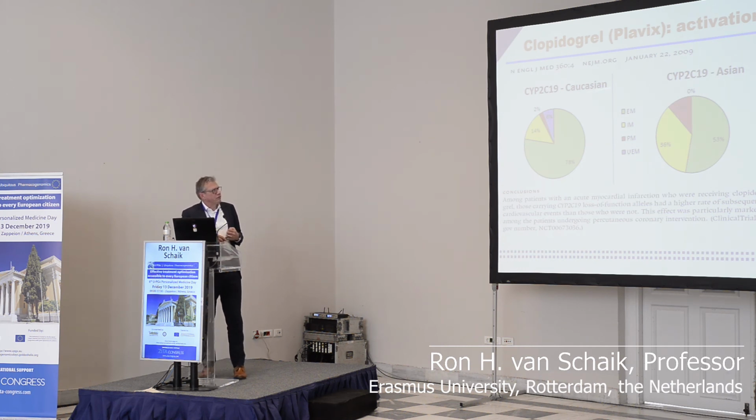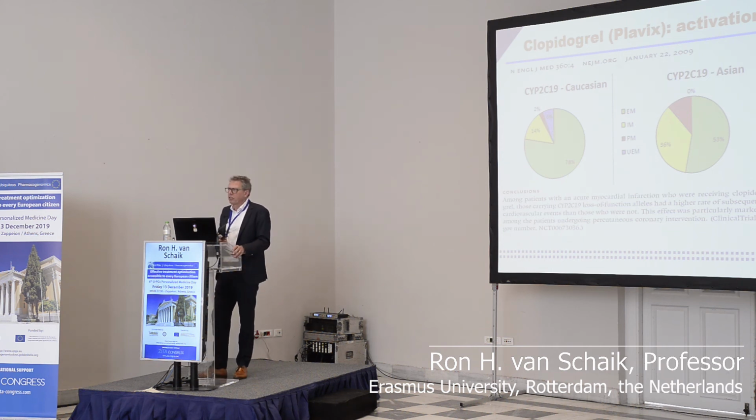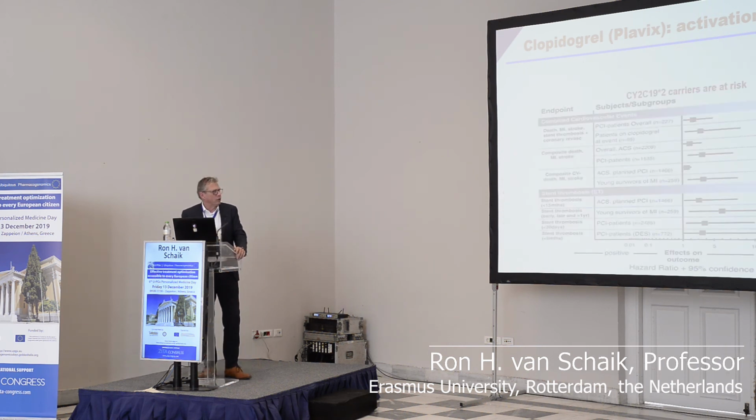There's an interesting difference also between ethnicities. For instance, if you look at the Asian population, we have 11% poor metabolizers compared to 2% in the Caucasian population, and 36% intermediate metabolizers. So almost half of the Asian population will have a decreased 2C19 activity. And the question now is, does this affect the ability to activate the clopidogrel?